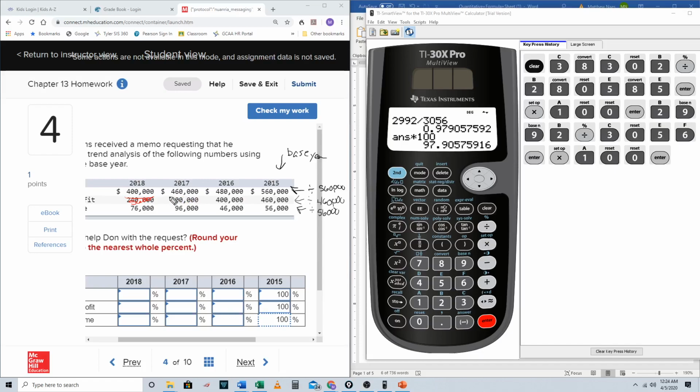Second row, divide by 460,000. Divide by 460,000. Divide by 460,000. Okay, so that's row 2. Row 3, divide by 56,000. Okay, so every number is divided by the amount from the earliest year. That's how you answer this question.